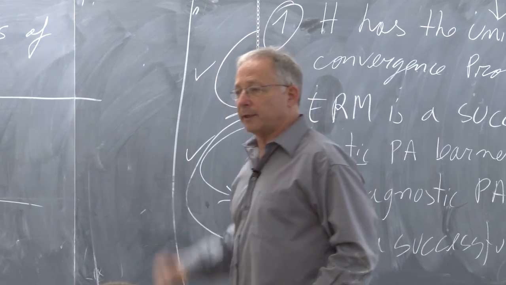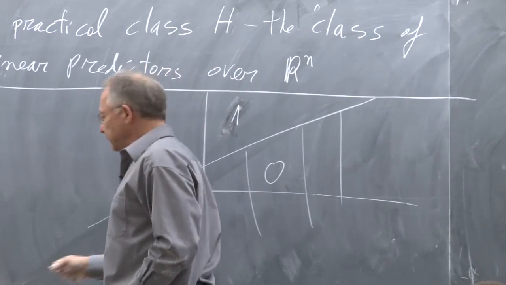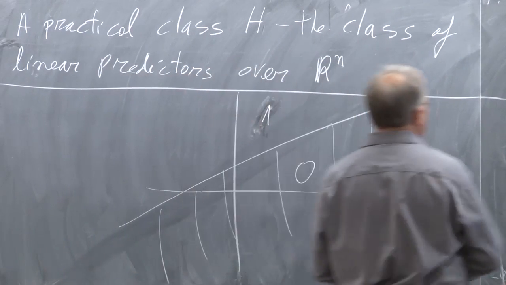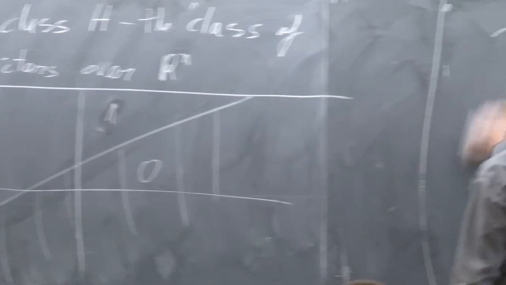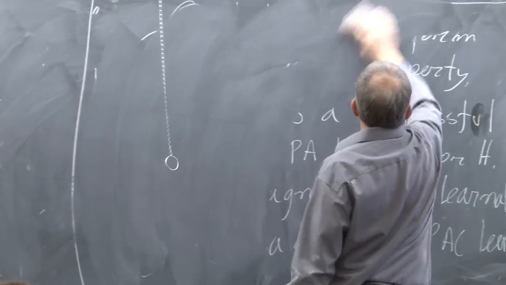How does such a predictor look? If I have a point x, how does such a predictor look? So we will define a little bit more precisely this class, and then we'll explain why it is such an important class.